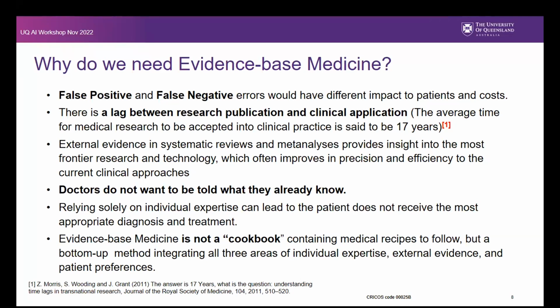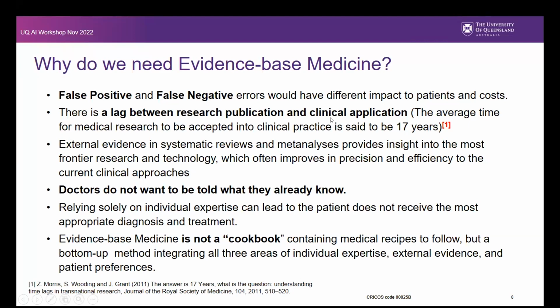False positives or false negatives need to be considered as a trade-off. Sometimes you trade your false positive for the false negative errors because it is life critical in some situations. And also there is a lag between the research publications and the clinical applications. As we know, the global pandemic has a lot of publications. And how do the doctors treat COVID-19 disease in a timely fashion using those mostly available or recently available things?